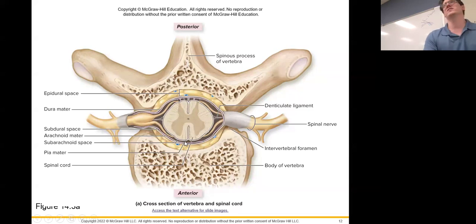Now, our pia mater is interesting in the spinal cord in that it is actually going to contain a couple of extensions. The extensions of the pia mater are going to be found right here and right here. Okay, these are what we call denticulate ligaments. So these denticulate ligaments are important because these are basically going to tie the spinal cord in place.